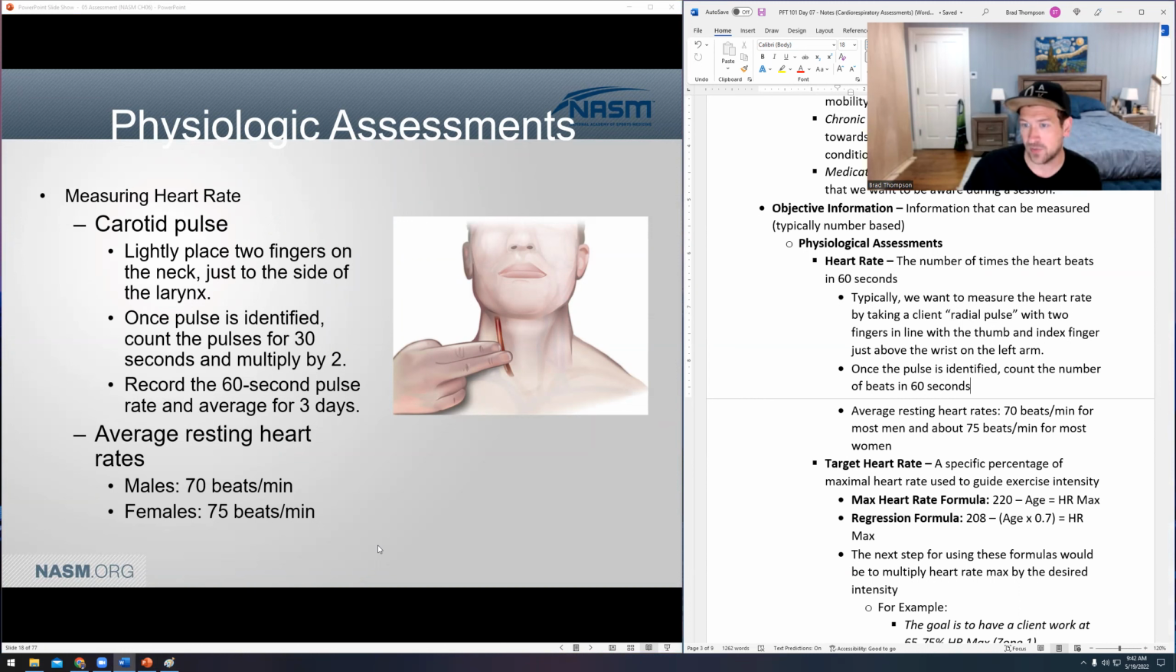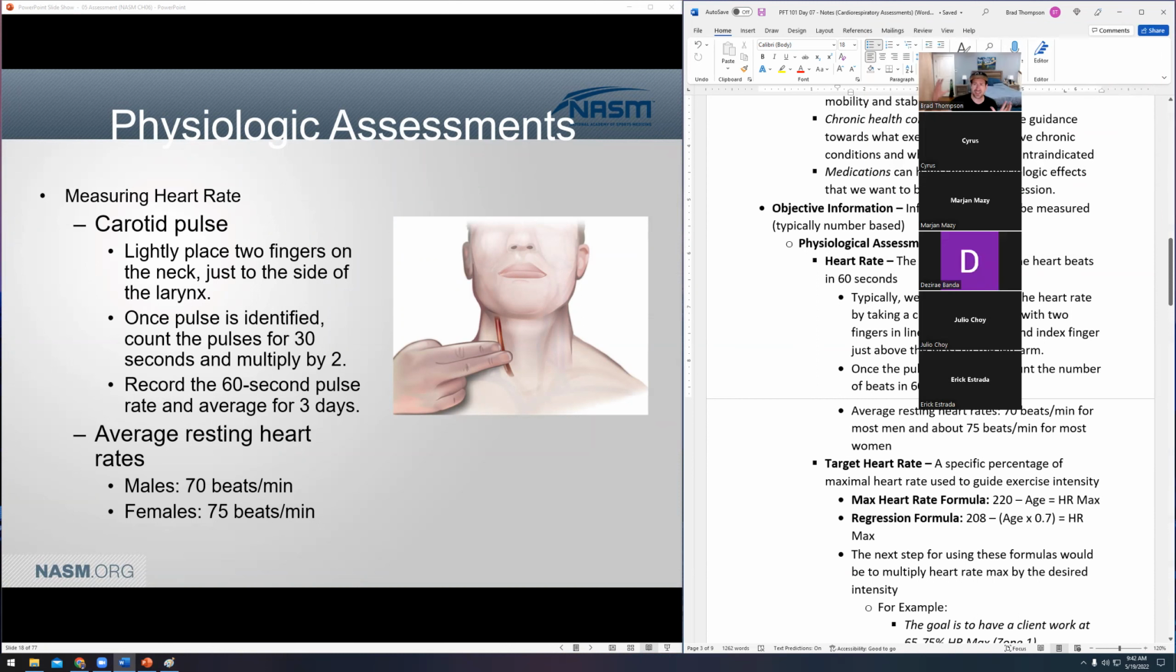Average resting heart rates for clients are going to be about 70 beats for most of our male clients and about 75 beats for our female clients. Women are going to be just 5 beats higher. We see a slightly higher average for women, and that's just because women tend to have smaller bodies in general, so slightly smaller hearts in general.